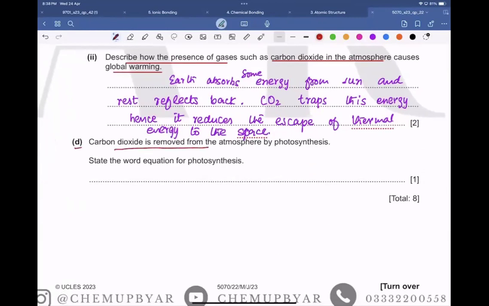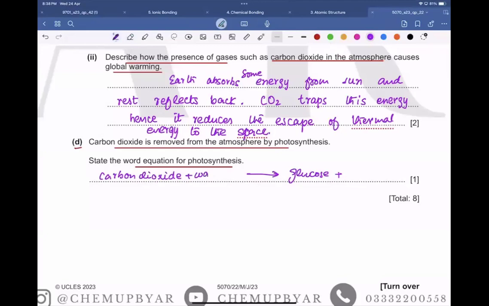D part, carbon dioxide is removed from the atmosphere by photosynthesis. State the word equation for photosynthesis. So you know, in photosynthesis, there are two reactants. One is carbon dioxide and it reacts with oxygen to form glucose. No, sorry. It reacts with the water. Oxygen is the product of the photosynthesis. So carbon dioxide and water react to form glucose, and oxygen is released by the plants due to photosynthesis. Is this clear to all of you?